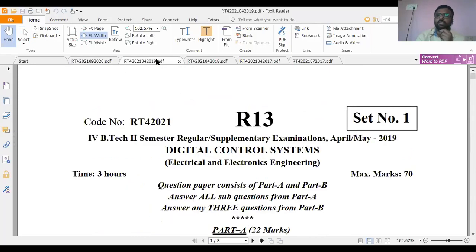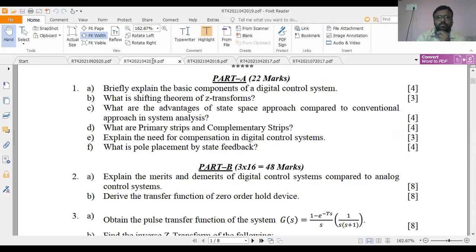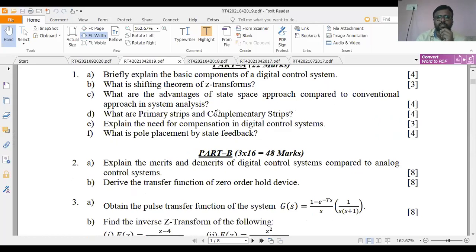Now we have entered into the 2019 question paper. In this one, what is the shifting theorem of the Z transform is asked for 2 marks. Shifting theorem means the shifting property of the Z transform, right shift and left shift. Right shift means time advance, left shift means time delay. That means the Z transform of f of t plus n or t minus n. So this is the 2 marks question.